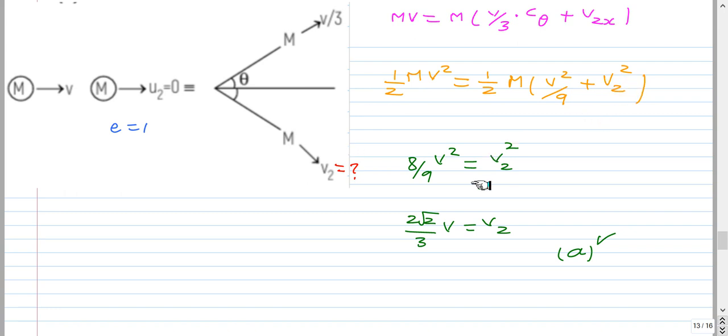So from this we get v2 square as 8 by 9 v square, and so v2 is 2 root 2 by 3 v. So we don't have to use this momentum conservation equation. We get the answer just by using the energy conservation equation. The correct option is option E.